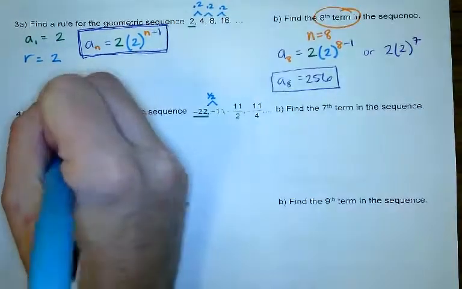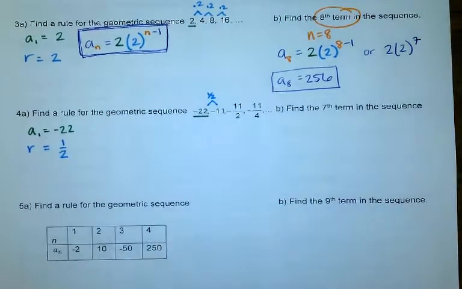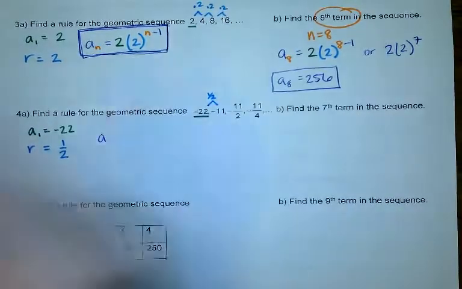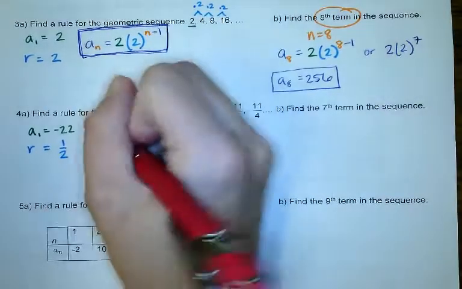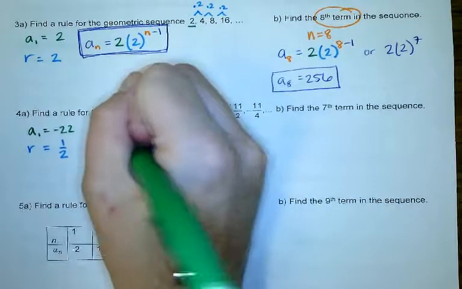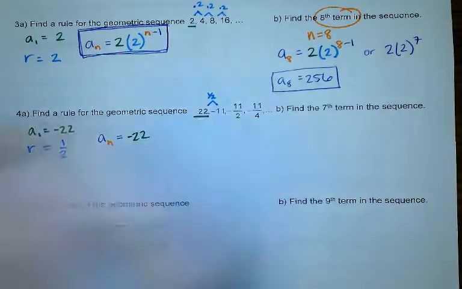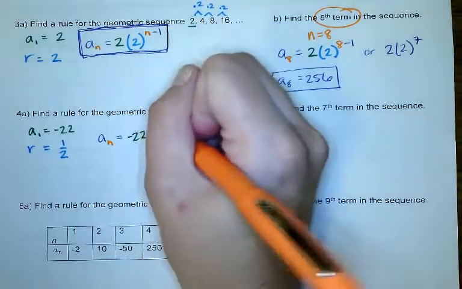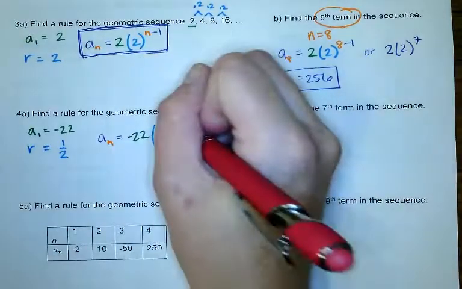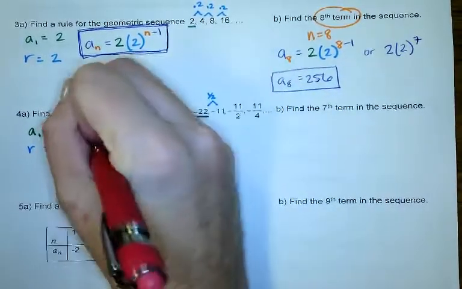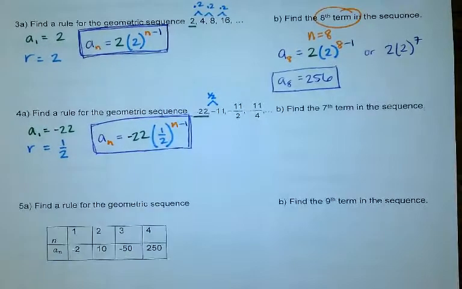So then if I was going to write my value here, I'd say, okay, a sub n is equal to my a sub 1, which is negative 22, parentheses 1/2, raised up to the n minus 1 power. Okay, guys? And that right there is our written geometric rule. Now, what do I do if I want to find my 7th term?